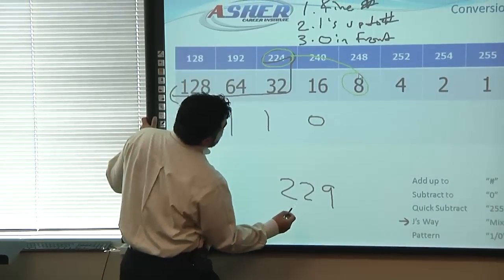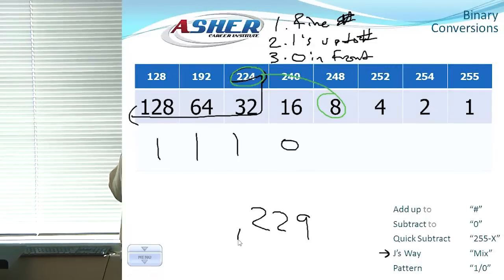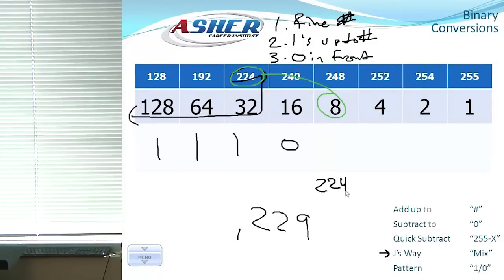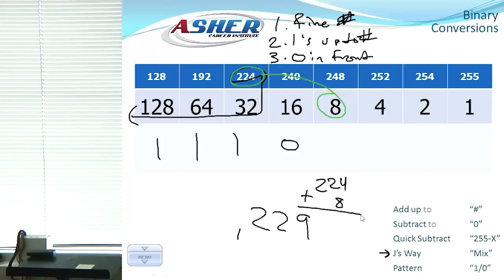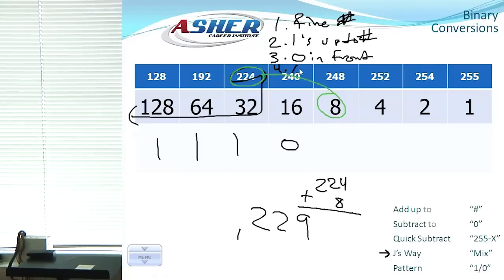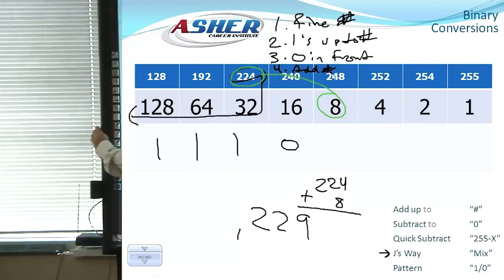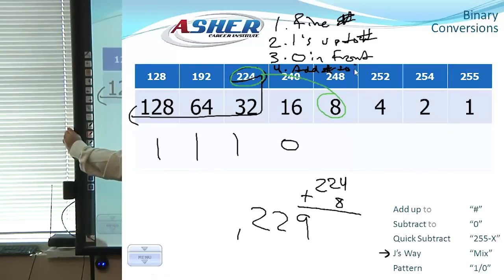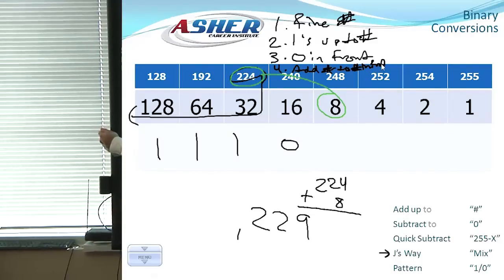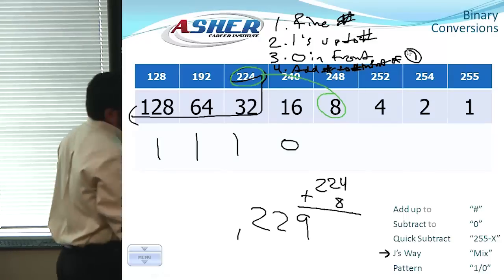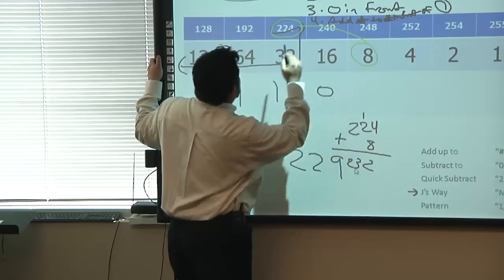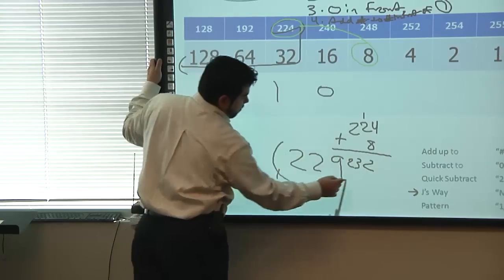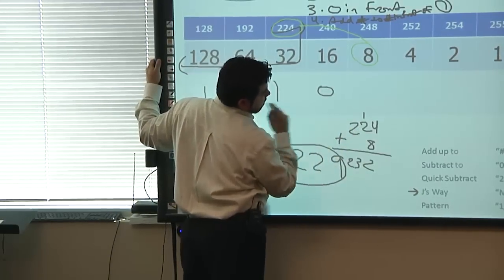So 229. Oh, not 229. 224 plus 8 gives me, okay, oh, I forgot to write number 4. Step number 4 was add the number to the number in front of the 0. All right, so back to down here. So 224 plus 8, 232. Am I over? What number am I looking for? 229? I am over, so can I use it?